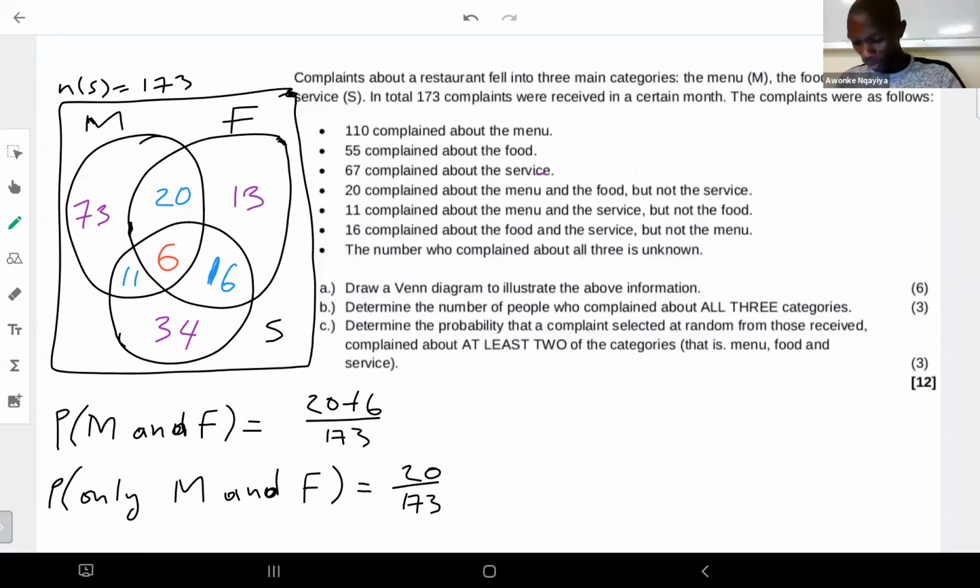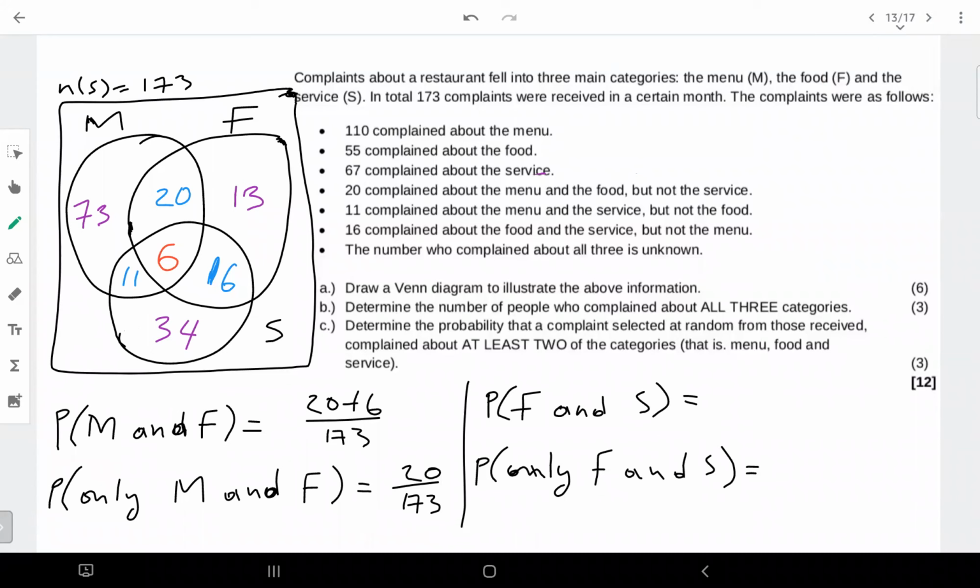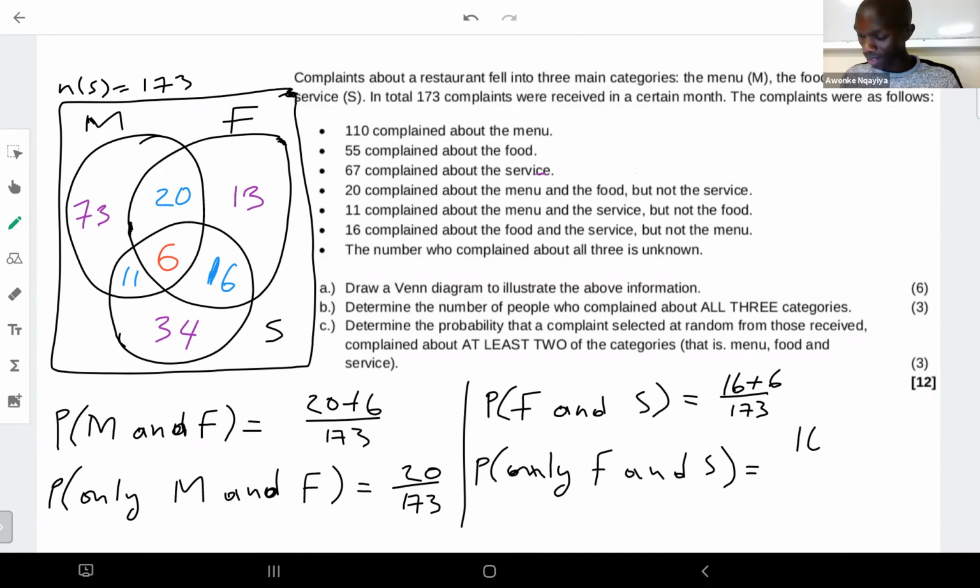So let us move to another question that is very similar to what we have just done. Now I want the probability of F and S, just to test if you understood what we have discussed. Probability of only F and S. How do we go about those ones? So they're asking for the whole region of F and S. So it's 16 and 6. Okay. Next one. And that would be F and S is just 16, correct? Yes, because it has the only part.